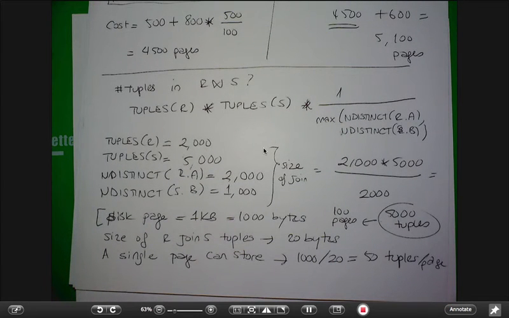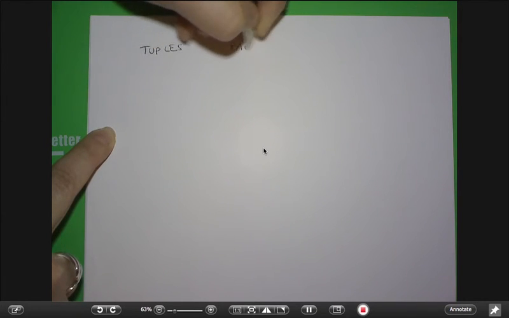So basically one of the things, let me do one more example. I know you look so worried. All right, so I will do one more example. Hopefully this will help a little bit more. So let's say tuples, pages.